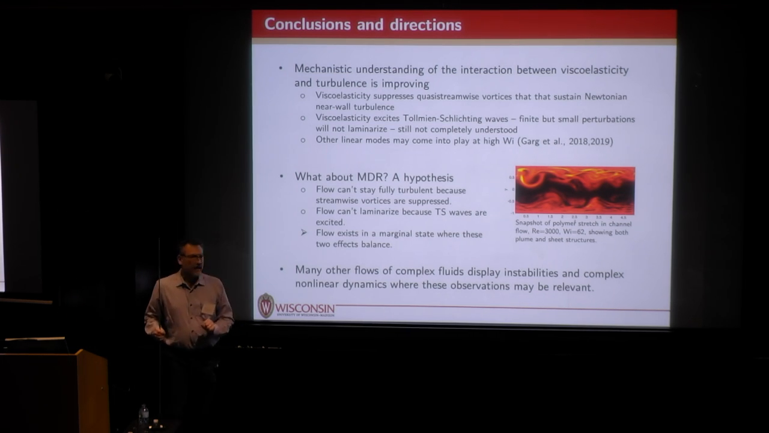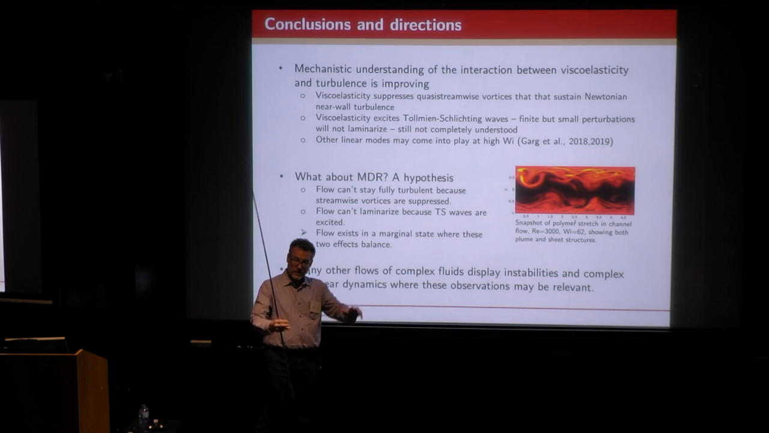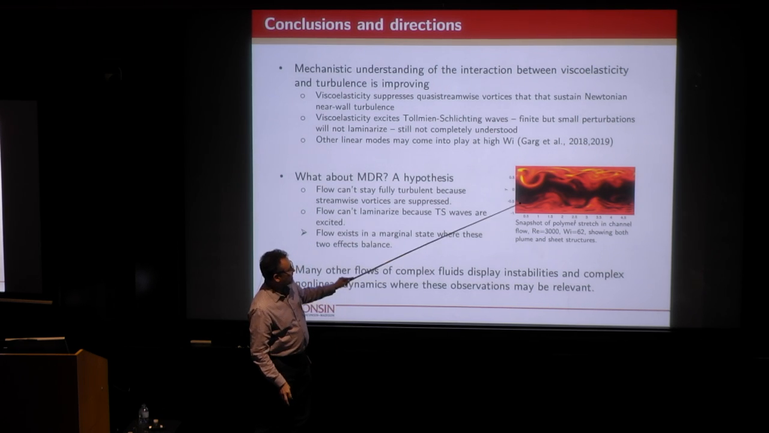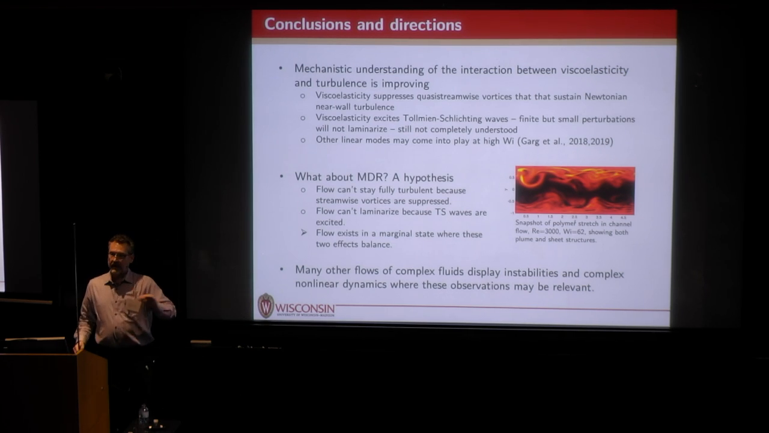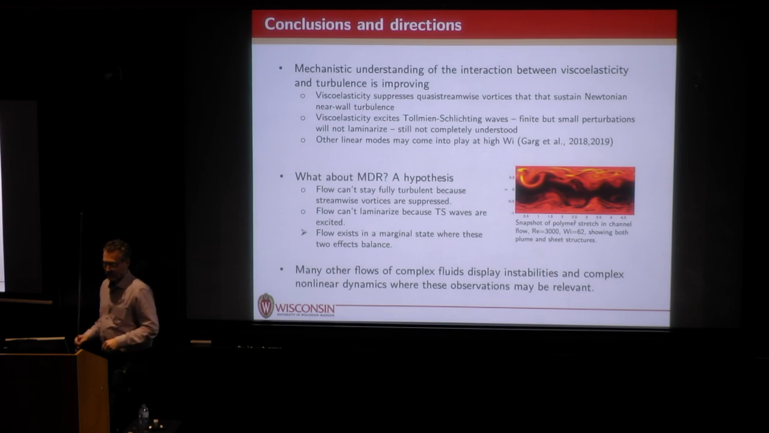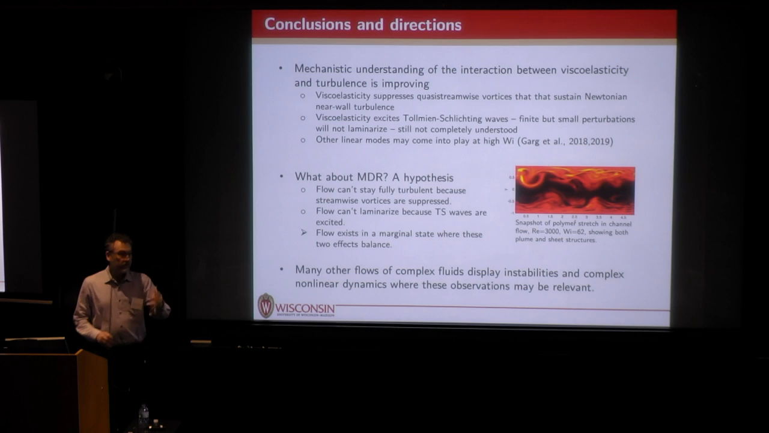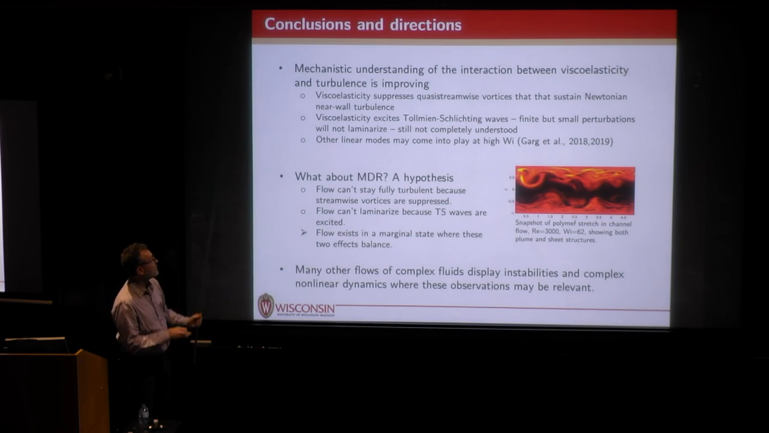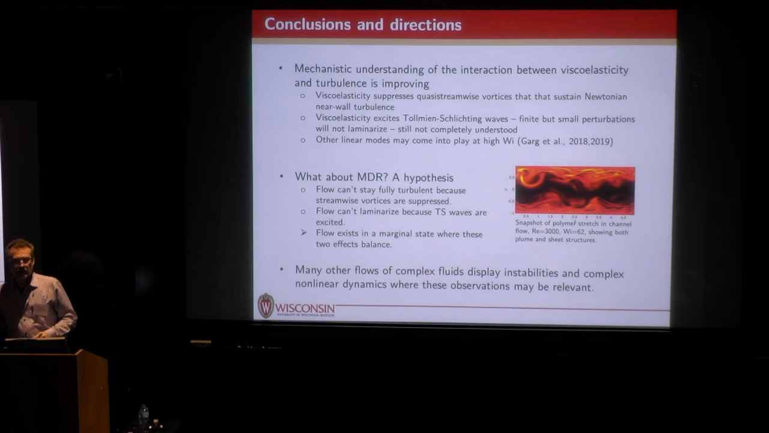And we can think about maximum drag reduction in terms of these two effects competing with one another. And this is just a snapshot from a simulation, at a little higher Weissenberg number, where we see both. There are plume-like dynamics, which are characteristic of streamwise vortices. There are these thin sheets that are characteristic of elasto-inertial turbulence, and MDR may be some competition between those. The vortices are suppressed by viscoelasticity, but the TS waves and other structures, there are other stories besides my own on linear modes that show up at very high Weissenberg number. Those may be important as well. And so with that, I will wrap up and be happy to answer any questions.